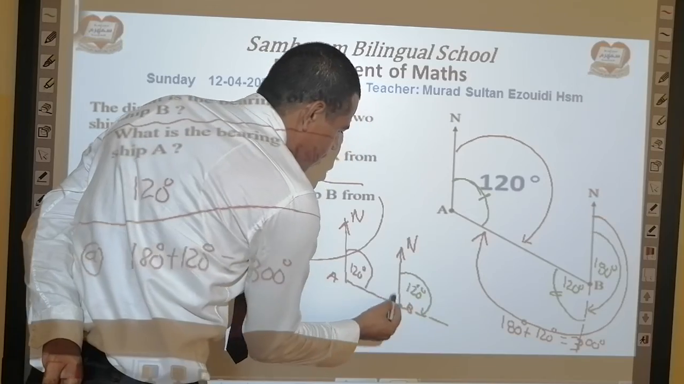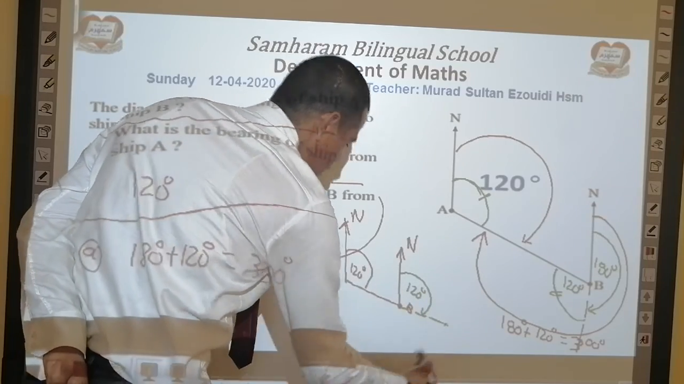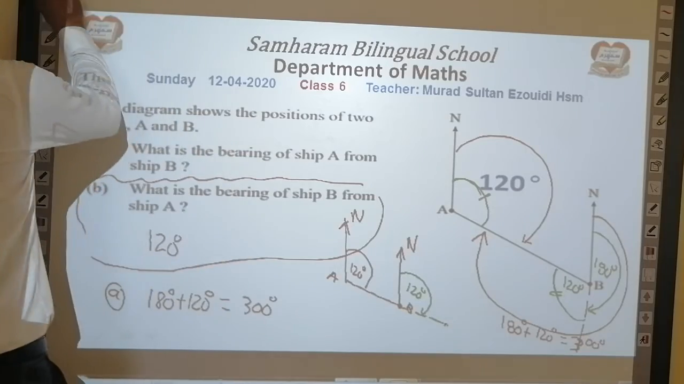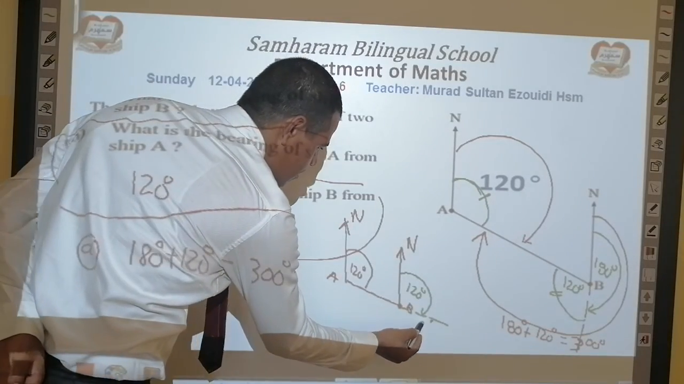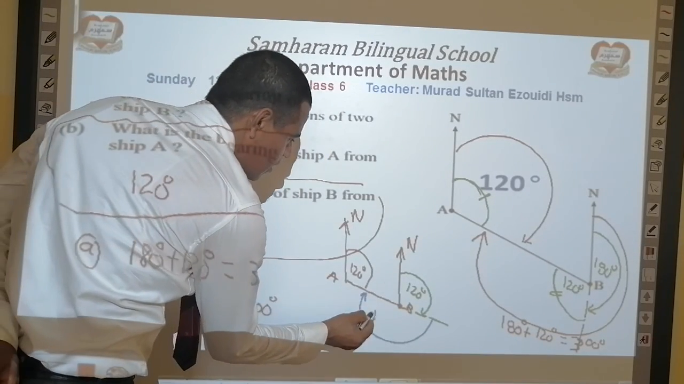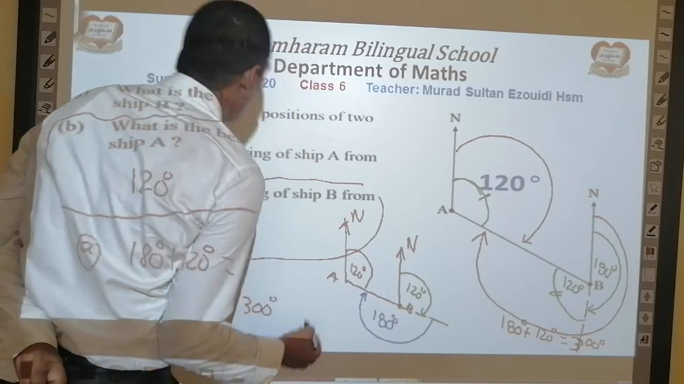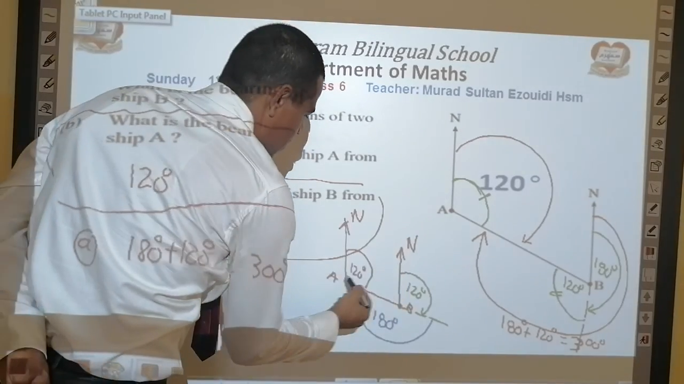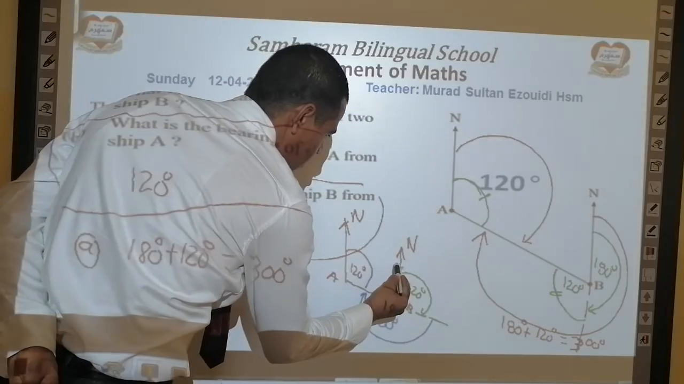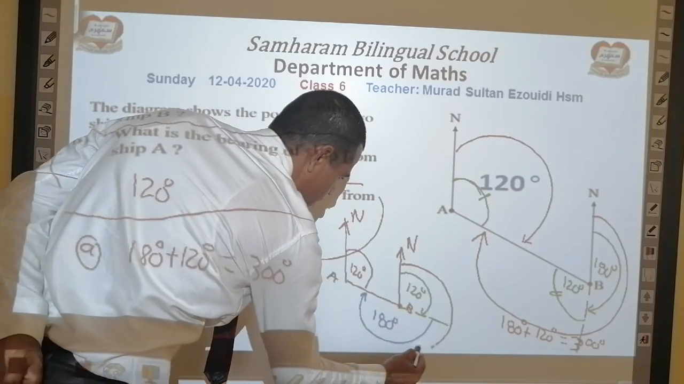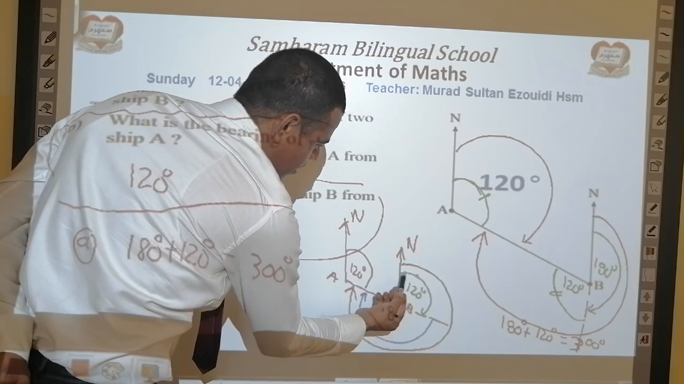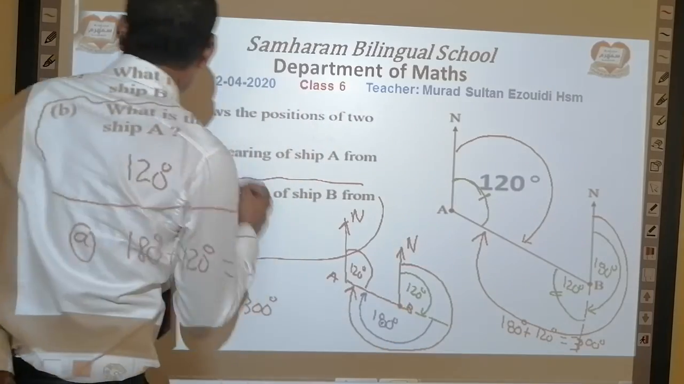This angle is 120. Why? Because we have two parallel lines and a third transversal that cuts these two parallel lines. Then, my kids, what do you think about this line? The measure of this line is 180, isn't it? So, to work out the bearing of A from B, just make the total of these two angles. The corresponding angle is 120 plus 180, okay?